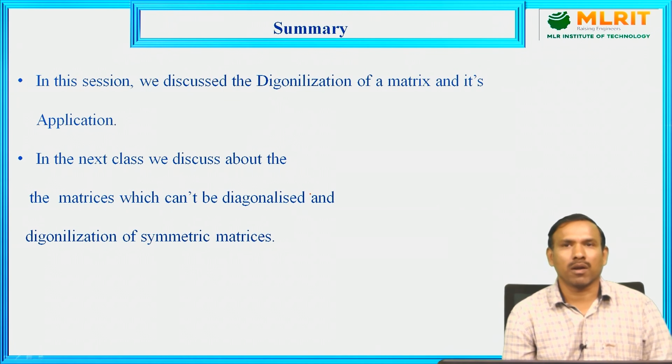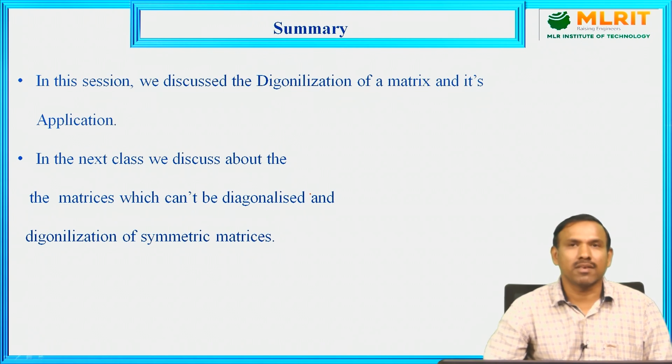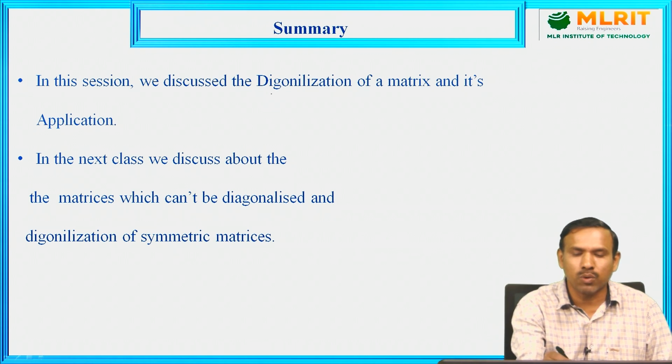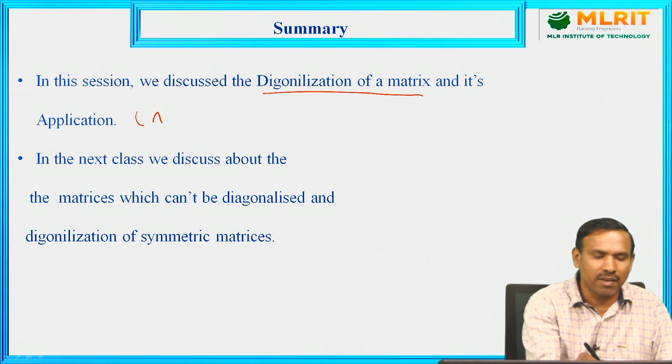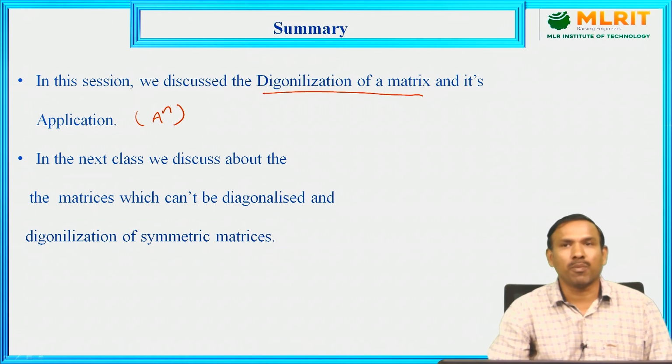So here I am concluding my lecture. In this video lecture, we have discussed diagonalization: how to diagonalize a given matrix, with an example, and the procedure for diagonalization, and one application, that is how to find higher powers of a matrix. That is, A power n, how to find A power 4, A power 5, A power 6. It is one of the important questions in the examination. Using eigenvalues and eigenvectors, we can diagonalize the given square matrix.